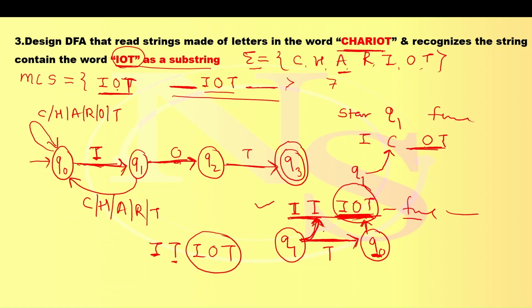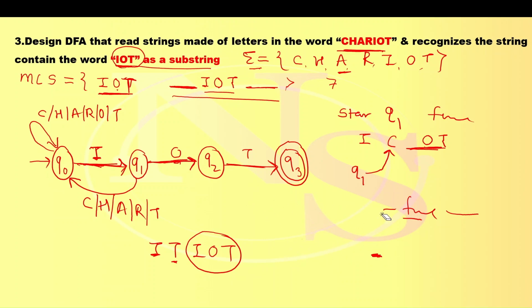But now if I want to find transition for I, already I is there, so I need not write the complete IOT. I need to make Q1 deterministic again. I am trying to find transition for I. How to reach Q1? By reading I. How to reach final? By reading OC. See, not OC, it's OT.